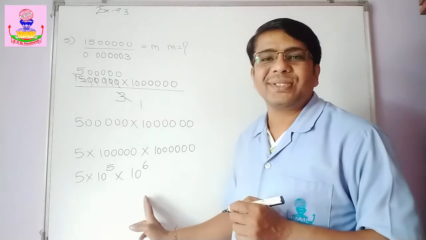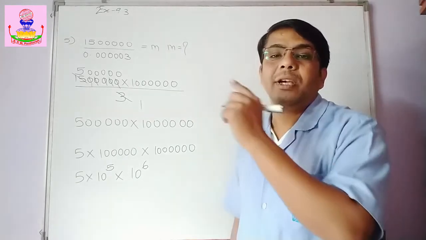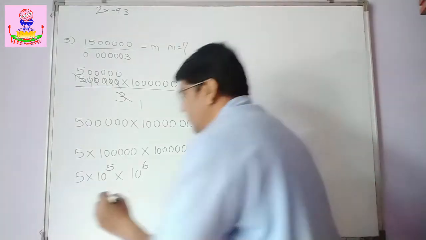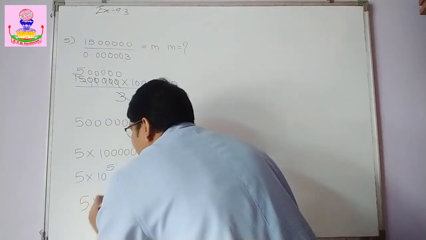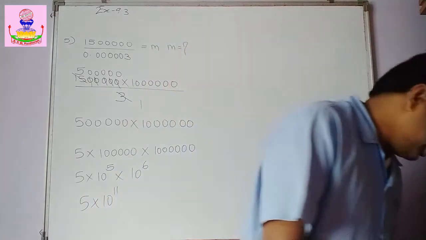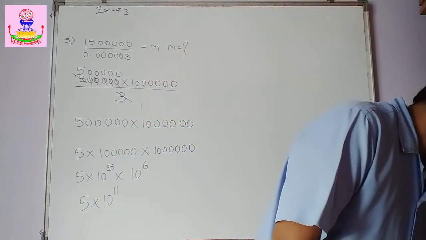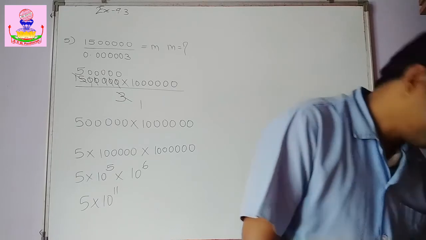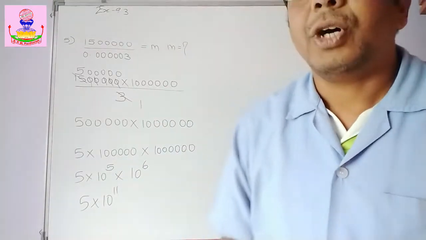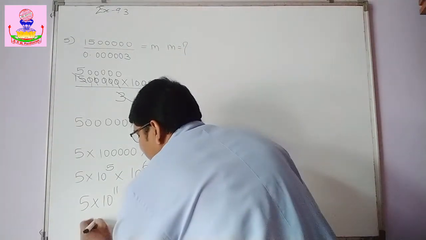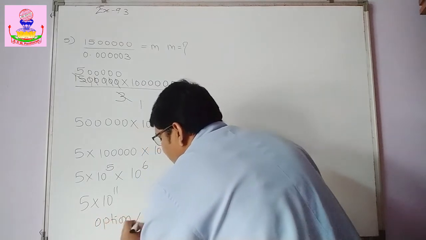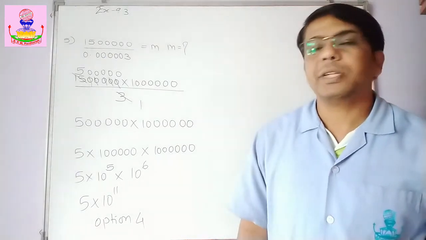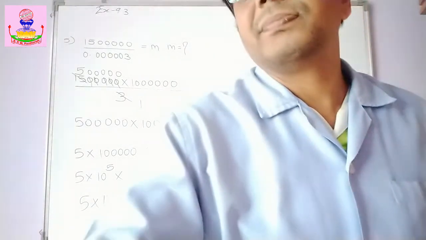Now, law of indices: 10 raised to 5 into 10 raised to 6, that is a raised to m into a raised to n is equal to a raised to m plus n. So 5 plus 6, yes, 11. So 5 into 10 raised to 11. So option number 4. Option 4 is the right answer. Now, let's move to the next example.